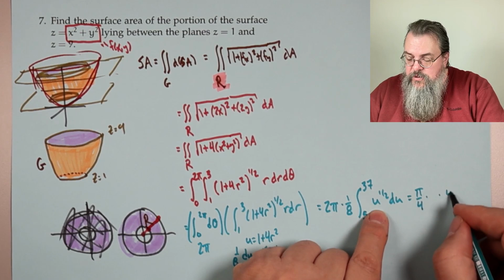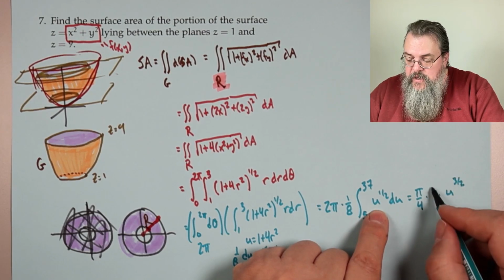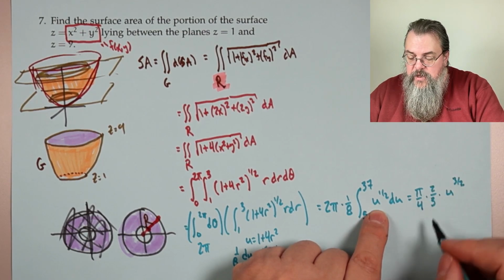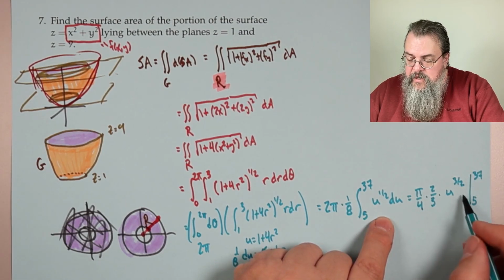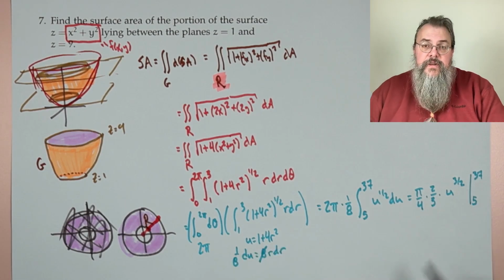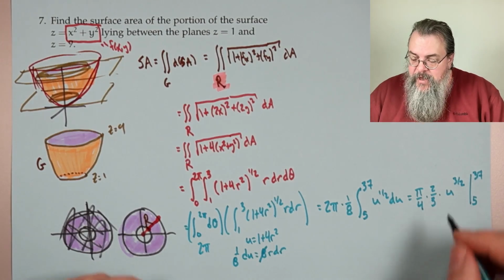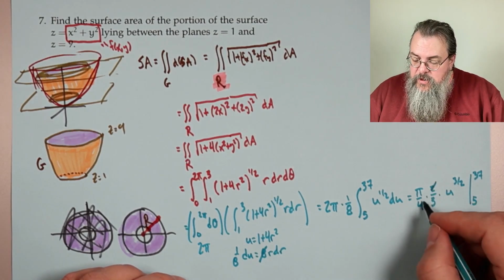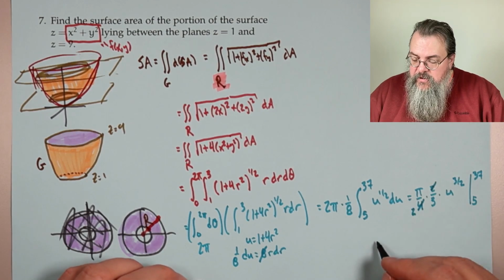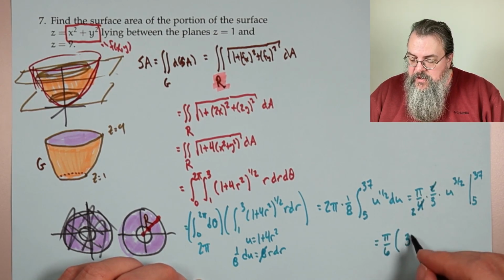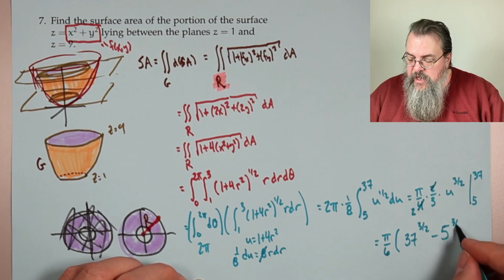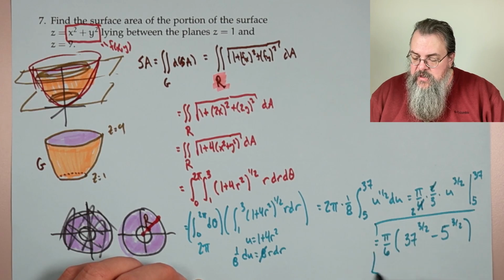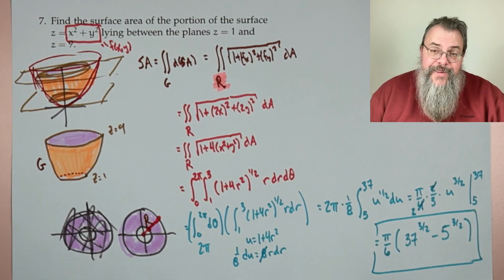Then we're going to have u to the power 3 over 2 times the reciprocal 2 over 3, and evaluate that from 5 to 37. Now, these are not nice numbers, 5 to 3/2, 37 to 3/2. That's okay. We'll just leave them as what they are. We can do a little bit of simplifying in the front. So this becomes pi over 6 times 37 to the 3/2 power minus 5 to the 3/2 power. And there we go. That's the area.